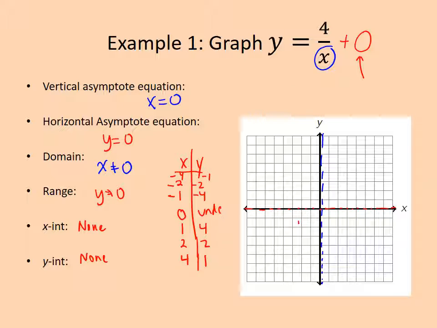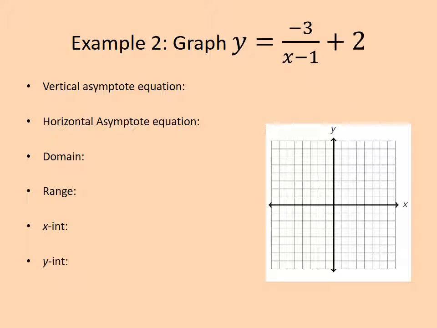So we have -4, -2, -1, and 1, 2, 3, 4. That's one branch of our hyperbola. And then we'll graph the other side, which is 1, 2, 3, 4. The other branch of the hyperbola. This is the graph of the equation y equals 4 divided by x.